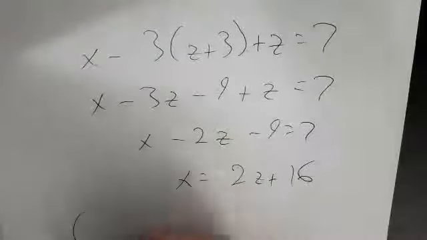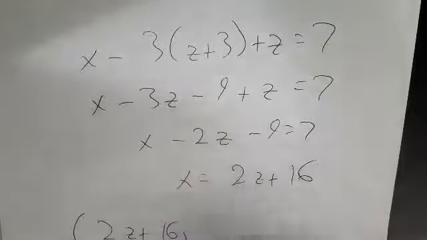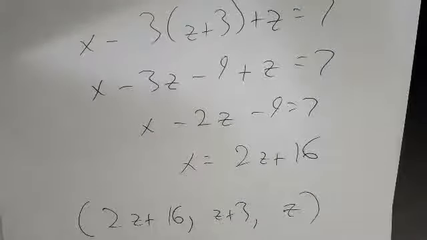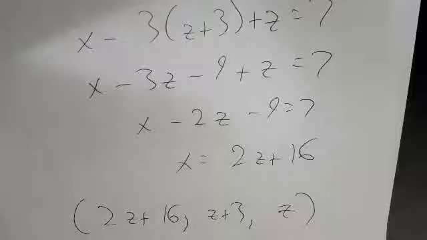So now I have to write these in terms of Z: X, which is 2Z plus 16, and Y, which is Z plus 3, and Z, which is Z. So I get my three solutions, my X in terms of Z, my Y in terms of Z, and my Z in terms of Z. I think that's about as long as I can make a problem in this class. I think they may let us make them much longer than that. That is a pretty long problem, especially if you make a careless error early on. You have to go back and find it.